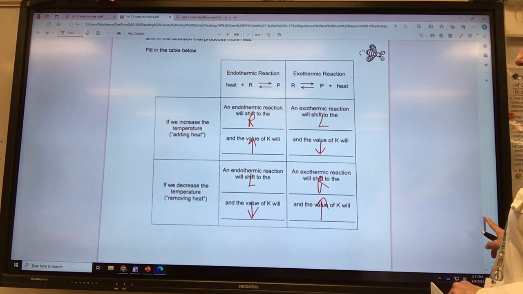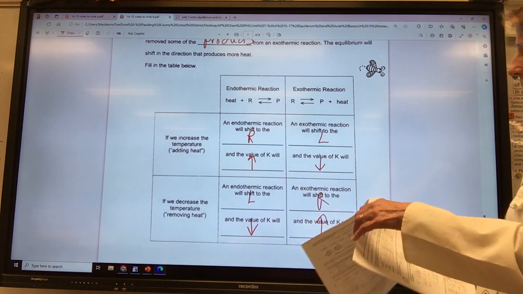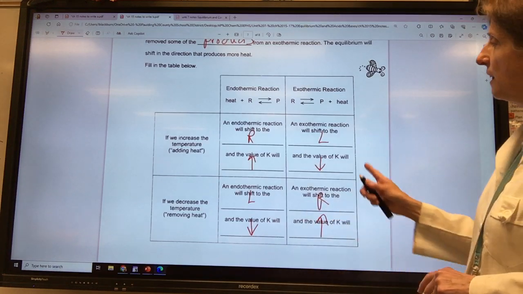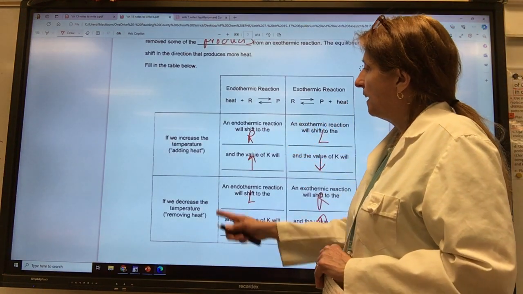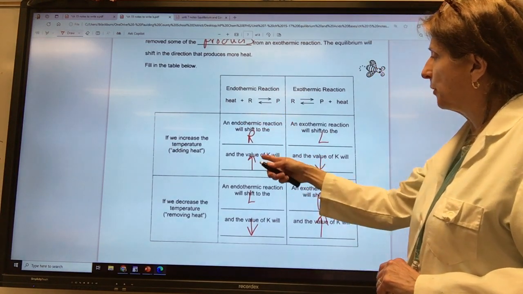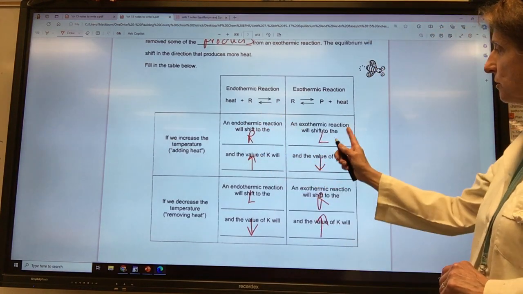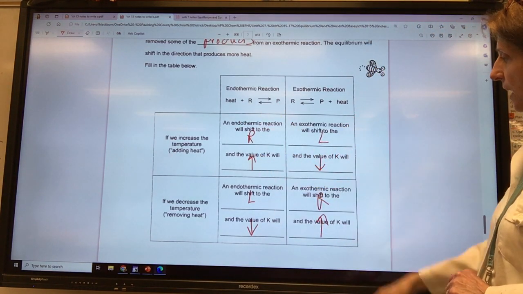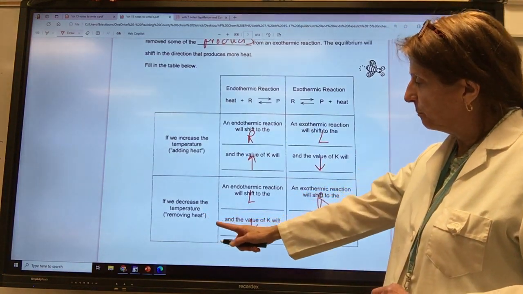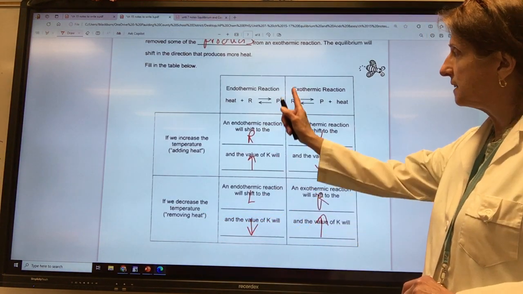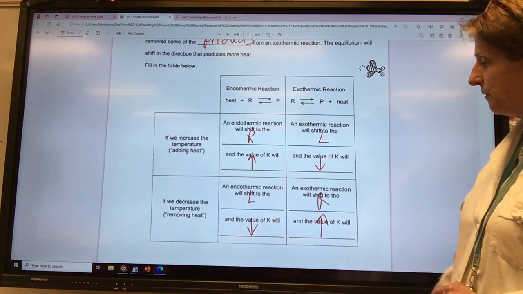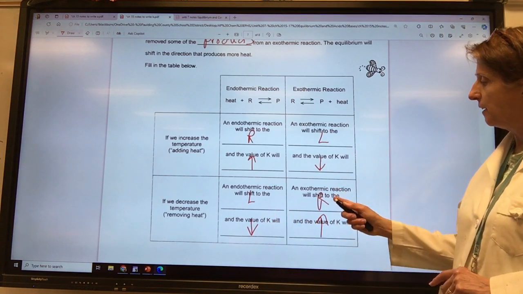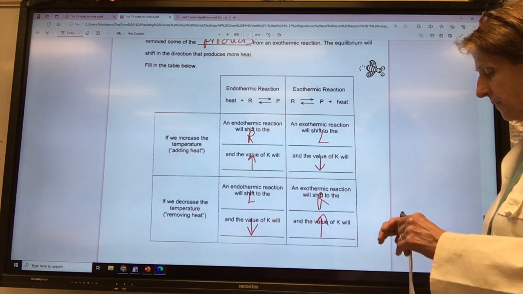So here's a little chart summing that up. It will shift right if you add heat and it's endothermic, and K will increase. It'll shift left if it's exothermic, and K will decrease. If you remove heat, you cool it off, and it's endothermic, it'll go left. The value of K will go down. And it'll go right, and K will go up, if it's exothermic.